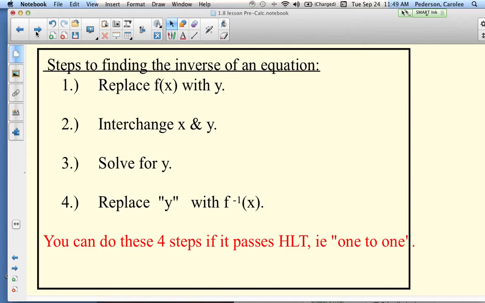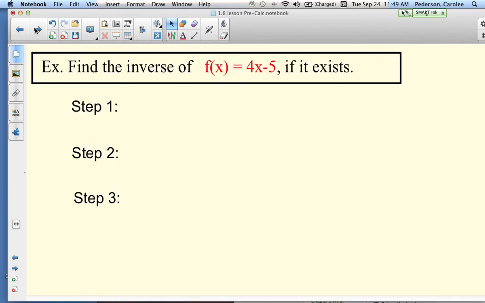Make sure you understand that to be able to do these 4 steps, it must pass the horizontal line test, which means it's 1-to-1. We have 2 examples we're going to do using the 4 steps on the previous slide.